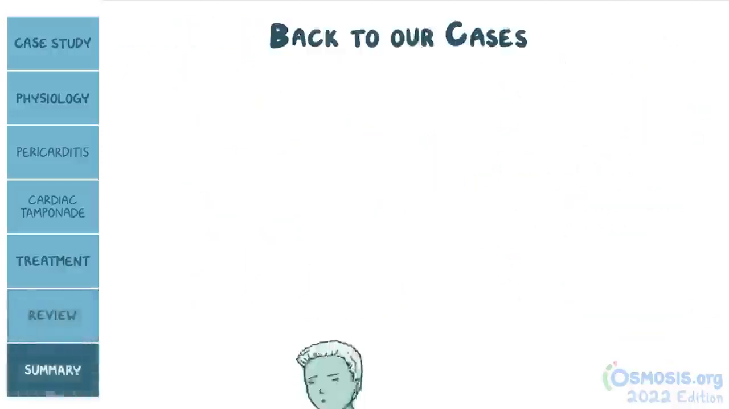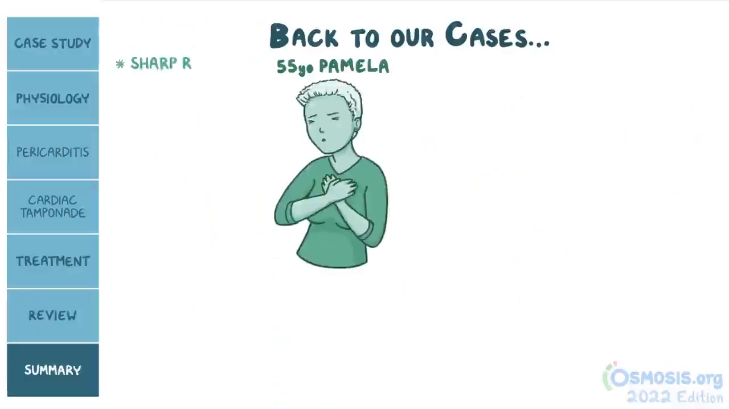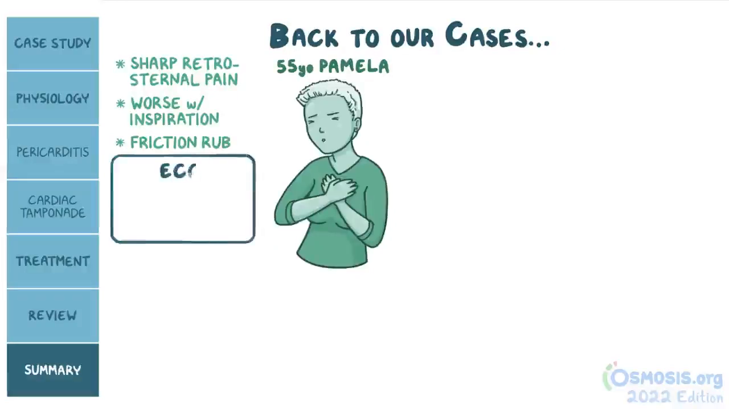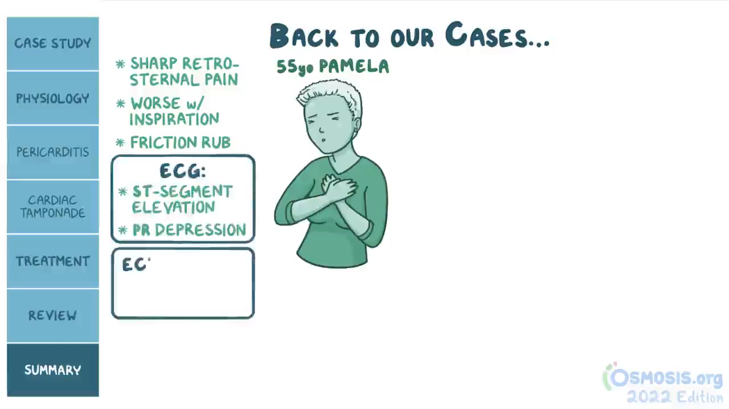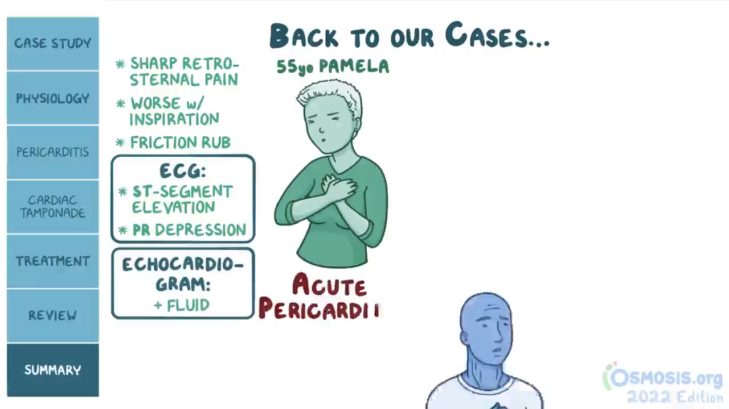Back to our cases. Pamela came in with sharp retrosternal chest pain that gets worse with inspiration, and a friction rub has been heard. Both the symptoms and the physical findings are classic clues for pericarditis. The ECG showed ST elevation and PR depression, and if an echocardiogram is done, it will detect fluid around the heart. This means that Pamela has acute pericarditis.